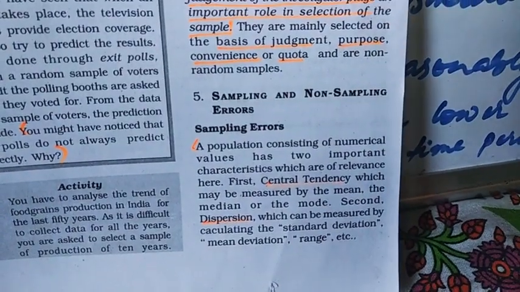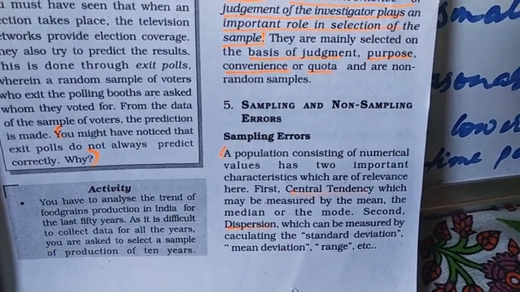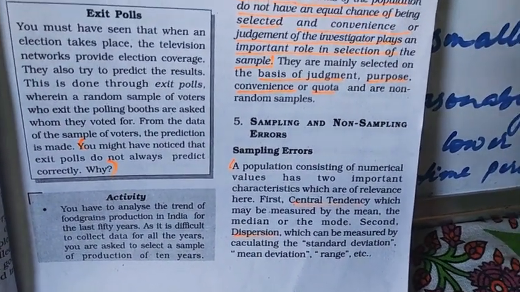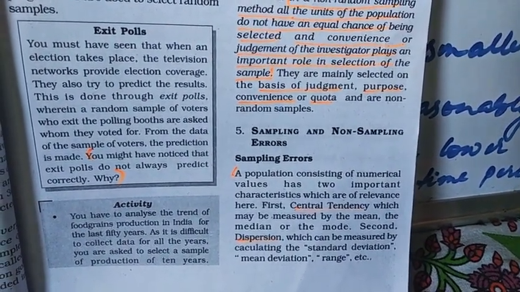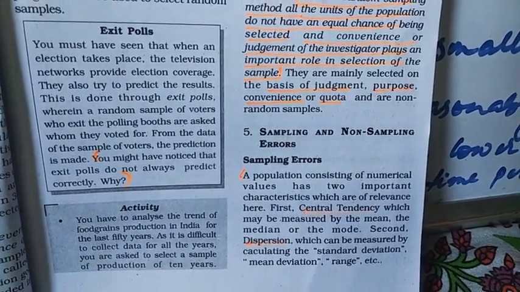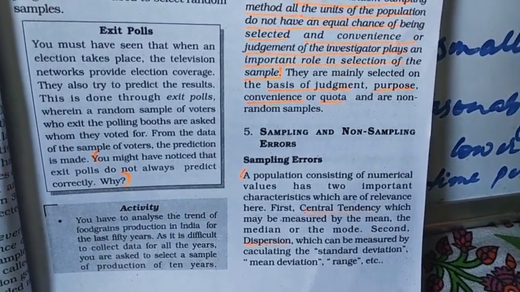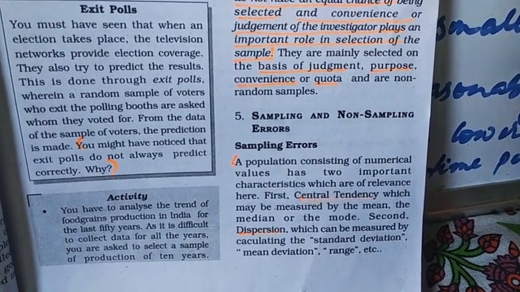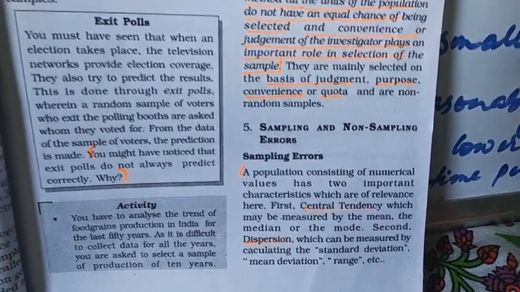And again, in the sampling method, we have two concepts, that is sampling errors and non-sampling errors. There are two important characteristics of a population. The first one is central tendency, which can be measured by mean, median, and mode, and the other one is dispersion, which can be measured by standard deviation, mean deviation, etc. So these are the two main numerical values or important characteristics of a population.